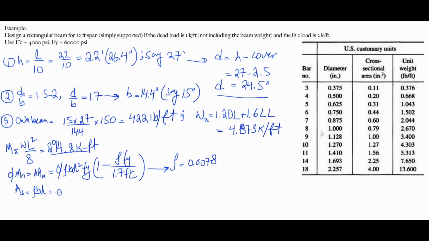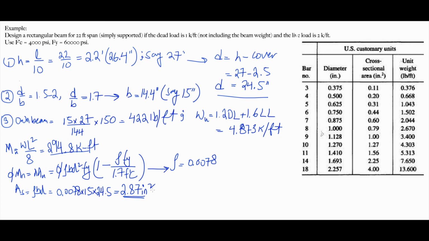So it is 0.0078 multiplied by b multiplied by d, and this will give me 2.87 inch squared. Now I have to choose an area of steel that's a bit higher than this, but not over exaggerated, because this will be over designed. So let's choose 2.9 or 3 from this table.